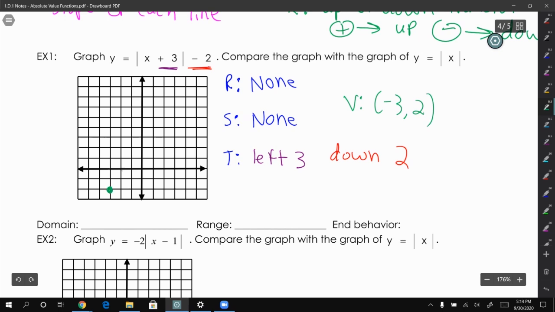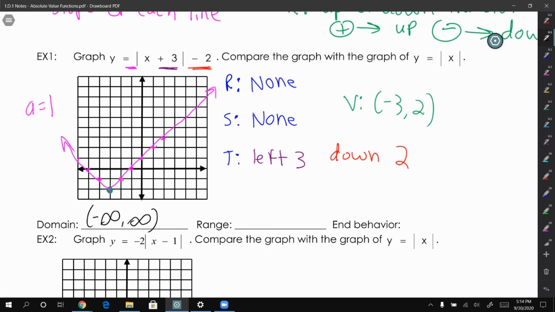Right here. Now, what we do is we look at our slope, or the number in front. The number in front is that invisible 1. So our A value is 1. That means from our vertex, we're going to go up 1 and right 1, up 1 and right 1, and keep going. And then back from our vertex, we can go up 1 and left 1. And when we connect these dots, that's how we get a V shape. Domain. The domain for absolute value functions is always -infinity, infinity. Always. Absolute value functions always have a domain of -infinity, infinity.